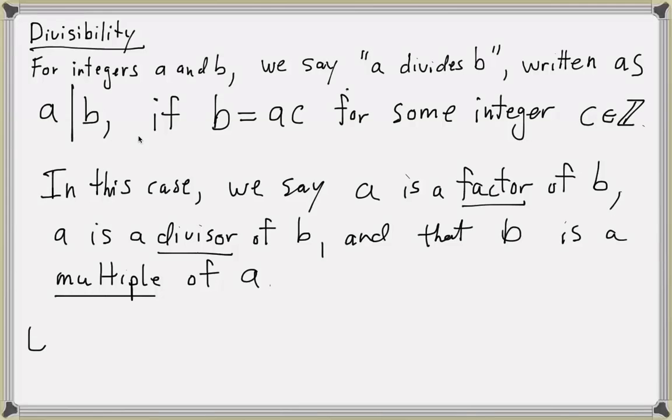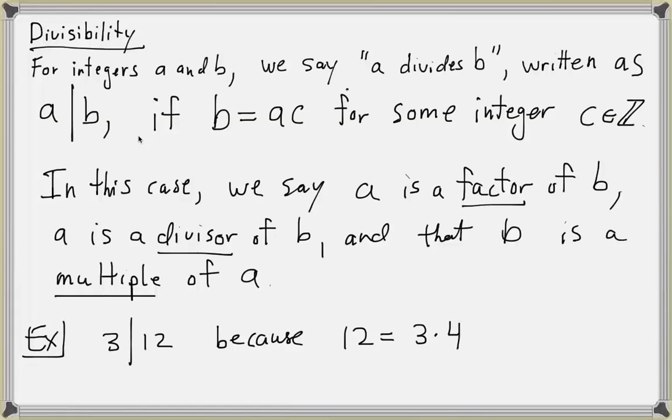So for example, 3 divides 12 because I can write 12 as a multiple of 3, because 12 equals 3 times the integer 4. But to say something does not divide, we just simply put a slash through the divide symbol. So 5 does not divide 12 because you cannot write 12 as an integer multiple of 5.